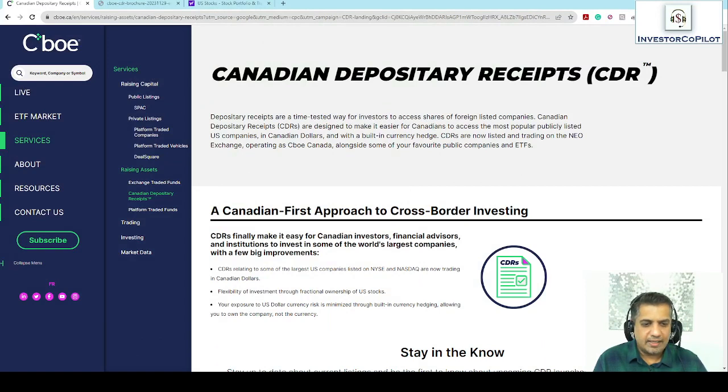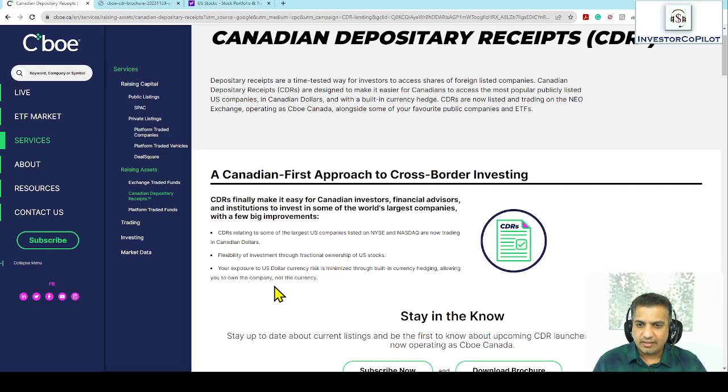So the way is Canadian Depository Receipts, CDRs. CDRs are a relatively new instrument on the market. They are floated on a new exchange, as you see. This is not the TSX, this is a different exchange operated by CBOE Canada. So what CDRs do for you is a multitude of things. Let's look at the features here.